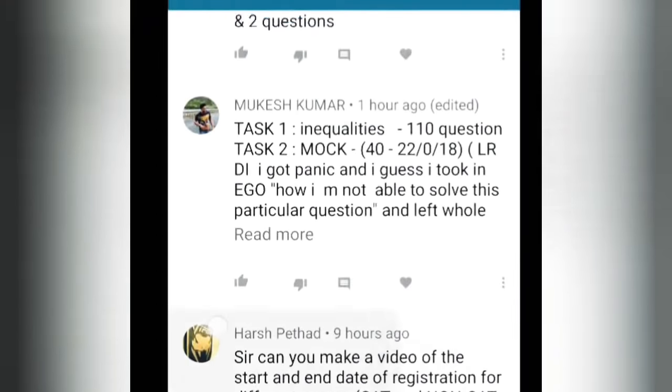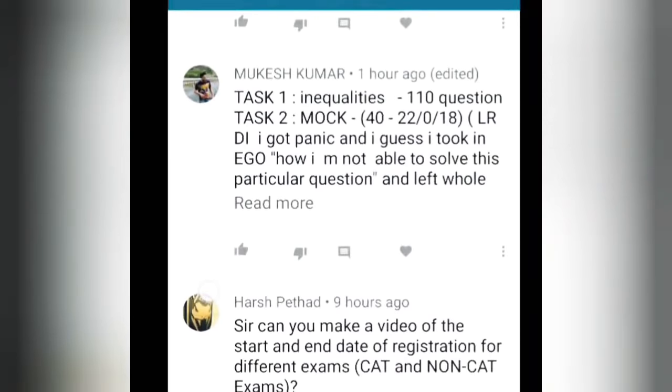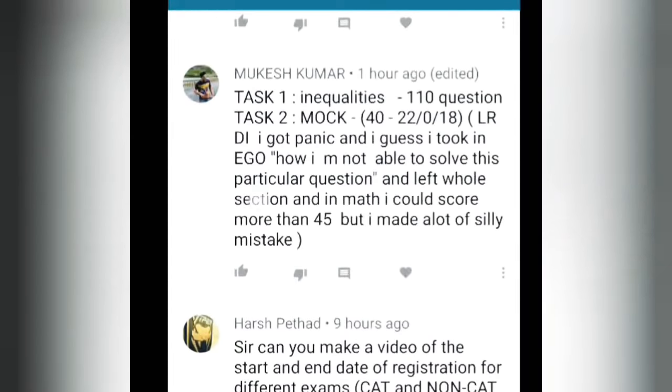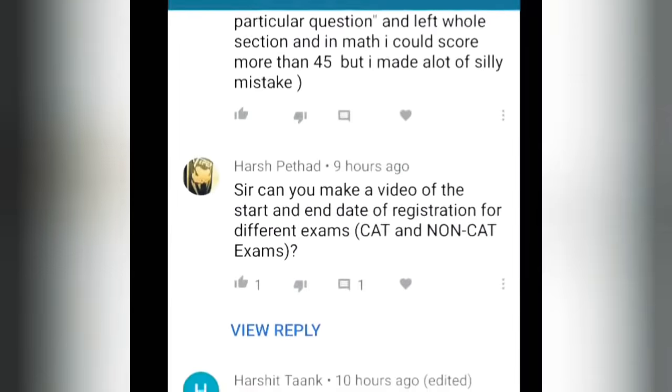Inequality 110 questions. Mukesh, you are the second highest so far. You have done a mock as well, 40 marks. Excellent. 0 in DI logic. No worries, no worries. Left the whole section. "How am I not able to solve this particular question," and left the whole section. And maths, I got more than 45. So no problem, no problem. We'll improve that. No problem.